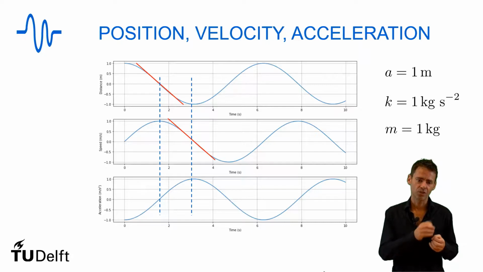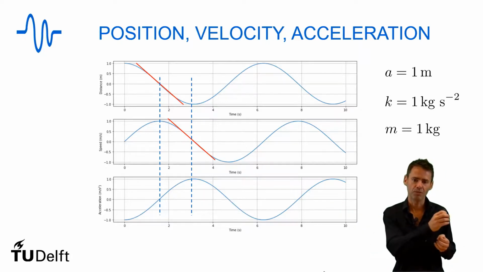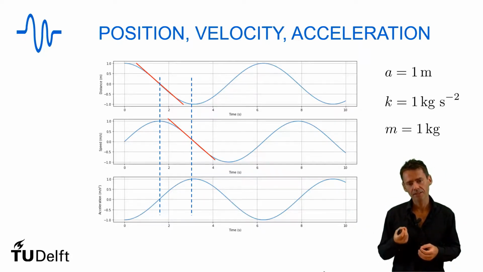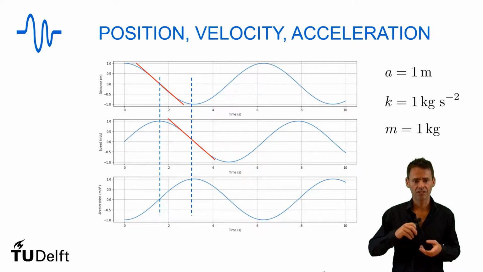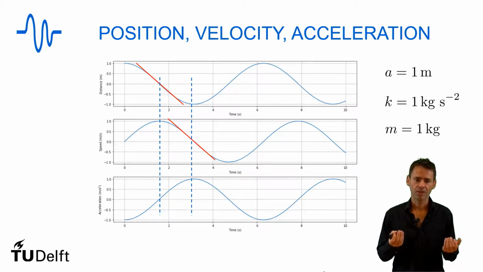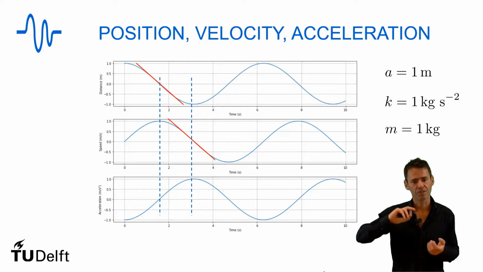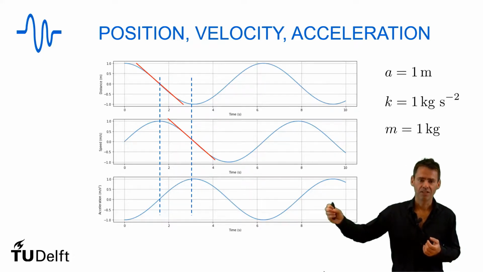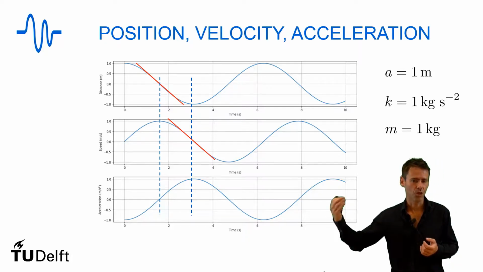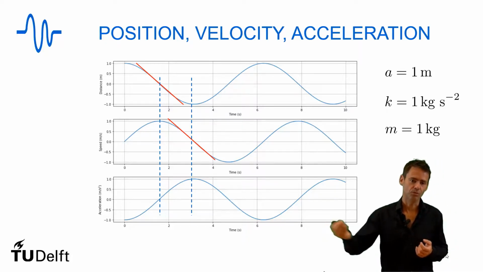And this is of course what you know. The velocity is highest when the mass goes through equilibrium. And finally, the acceleration, you can see it's in phase with the distance traveled, but has a minus sign. So again, when the distance is greatest, the acceleration is also greatest, but then of course in the opposite direction because the mass has to reverse its direction.